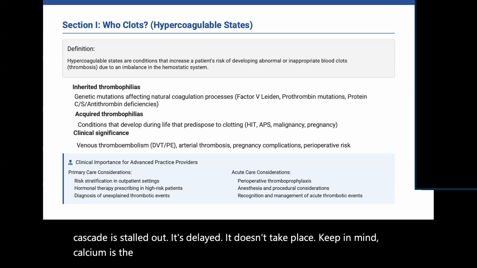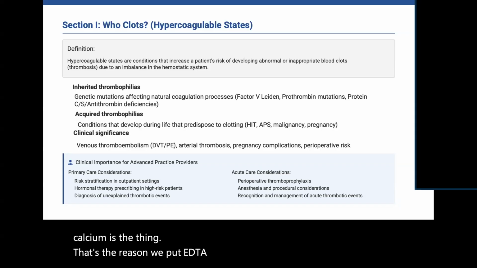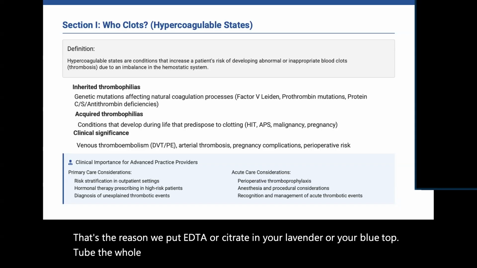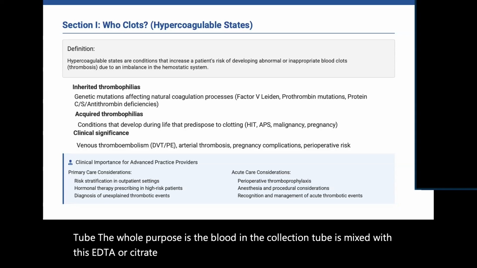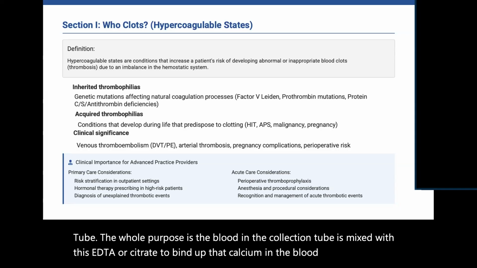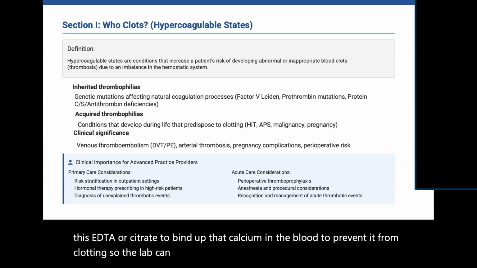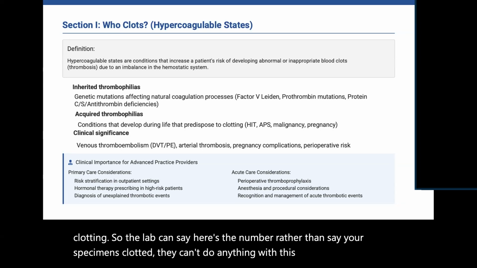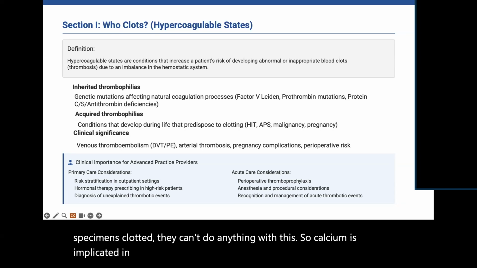This is the reason we put EDTA or citrate in your lavender or your blue top tube. The whole purpose is the blood in the collection tube is mixed with this EDTA or citrate to bind up that calcium in the blood to prevent it from clotting, so the lab can say, here's the number, rather than say your specimen's clotted, I can't do anything with this. So calcium is implicated in the clotting cascade.